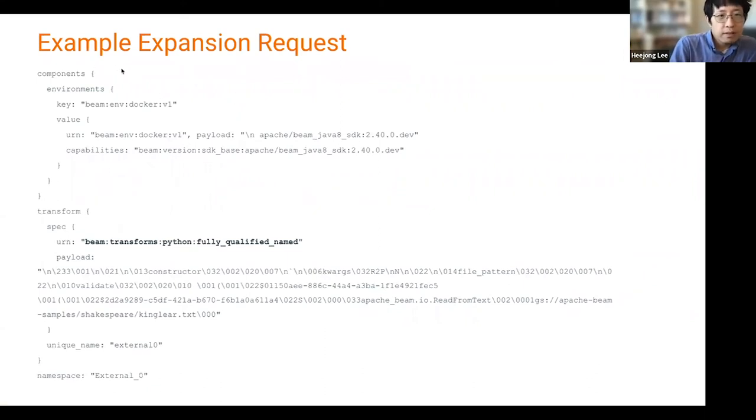This is a real example of an expansion request from Java to Python. I just copied and pasted it from my example to the slide. This expansion request asks for the Python PTransform by its fully qualified name, and it has a payload of additional information on how to expand or construct this PTransform. It's basically serialized bytes.